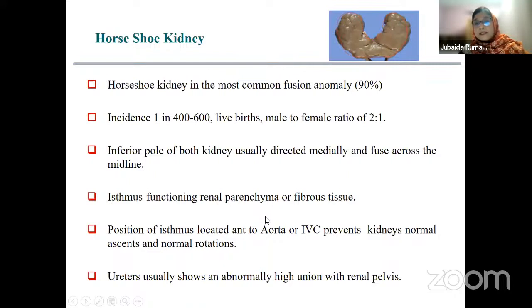And the inferior mesenteric artery here works as an arterial fork, and it prevents the ascent of the horseshoe-shaped kidney any further. So this isthmus is located anterior to the aorta and IVC and prevents the kidney's normal ascent and normal rotation. And here, the ureters usually show an abnormally high union with the renal pelvis.